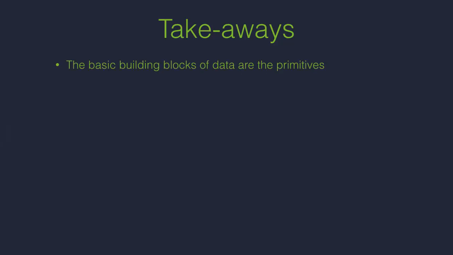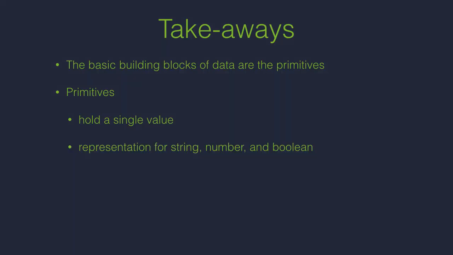What are our takeaways? The basic building blocks of data are the primitives. Every language has primitives, period. The primitives hold a single value. That's it, just one single value. It provides a representation for a string, number, and boolean, and each language has these building blocks. So now you know what primitives are.